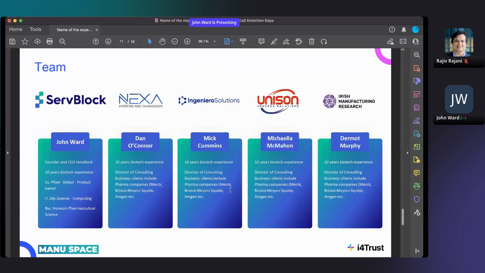Our team has quite a long track record within the industry. I myself have 10 years working within biotech, most recently as part of Pfizer's Global Smart Factory team. Dan is a veteran of the industry, including working at a lot of the top pharma companies. And then we have Mick, Michaela, and Dermot who fill out the consortium.